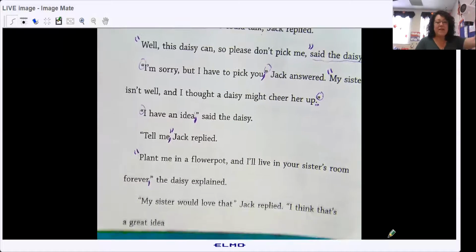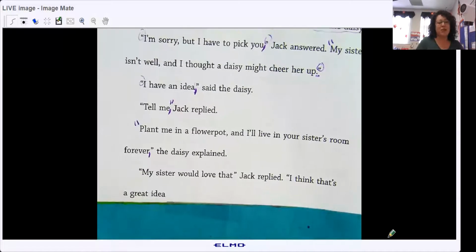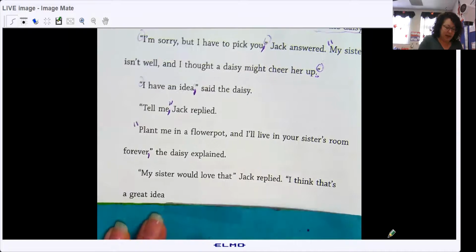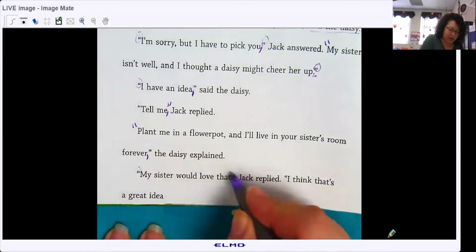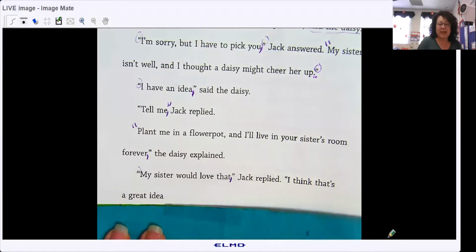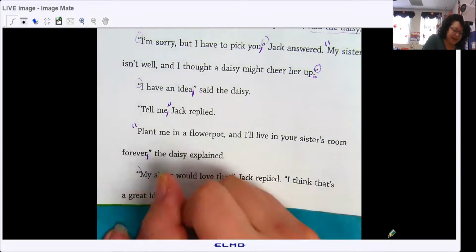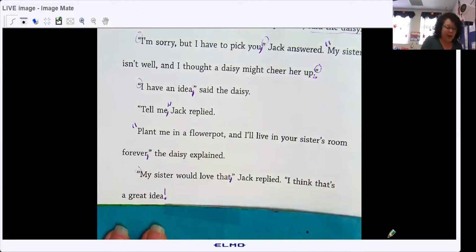"My sister would love that," Jack replied. "I think that's a great idea." All right, I see quotation mark. I don't see my comma. Remember, we always need something after that. "I think that's a great idea." I think that made Jack really happy, so I'm going to add an exclamation mark right there.